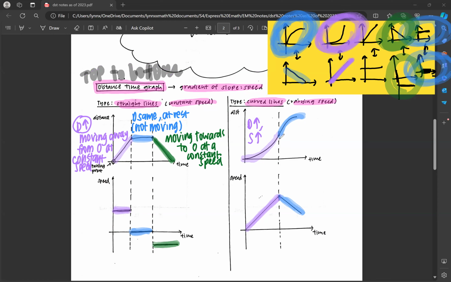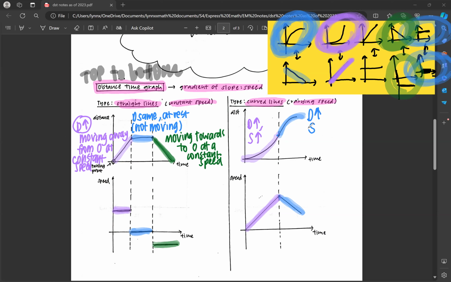By looking at the gradient of this slope here, I know that the speed is increasing, because the gradient is increasing and the gradient represents who? Speed. So next, this one, what can we say about the distance? Decreasing, are you sure? We're going from here to here. Are you sure it's decreasing? Yes, the distance is increasing.